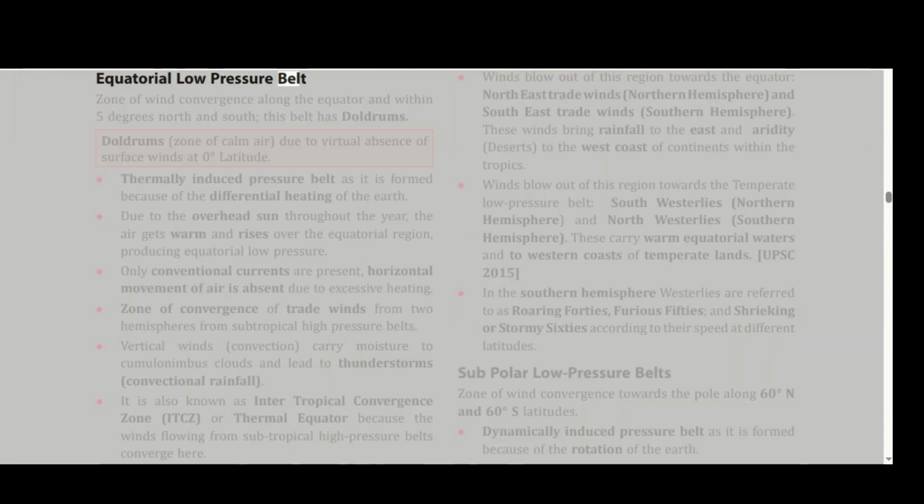Equatorial low pressure belt. Zone of wind convergence along the equator and within 5 degrees north and south. This belt has doldrums. Doldrums, zone of calm air, due to virtual absence of surface winds at 0 degrees latitude. Thermally induced pressure belt, as it is formed because of the differential heating of the Earth.